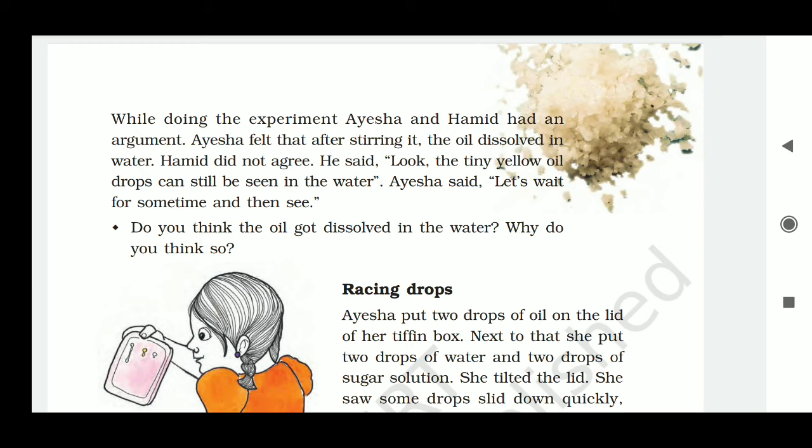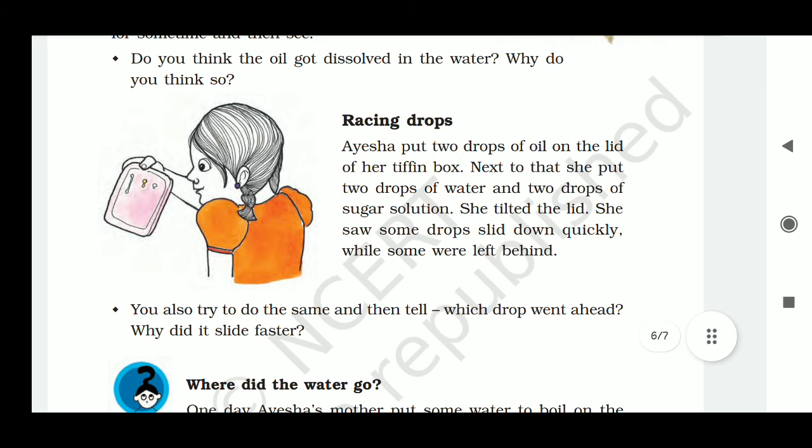Do you think the oil got dissolved in the water? Why do you think so? Oil is not soluble in water, and it will remain as such, and being lighter it will float on the surface of water. Next topic is racing drops.